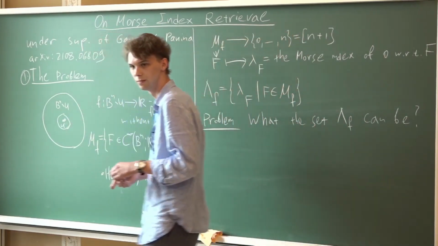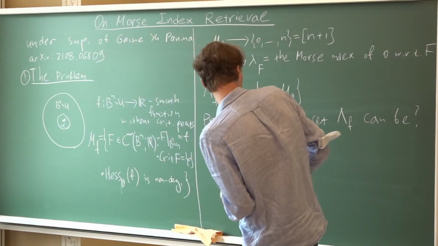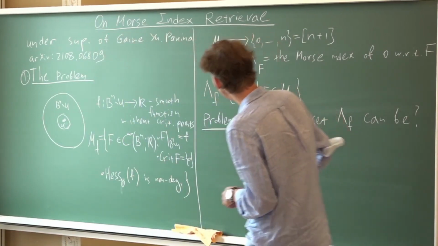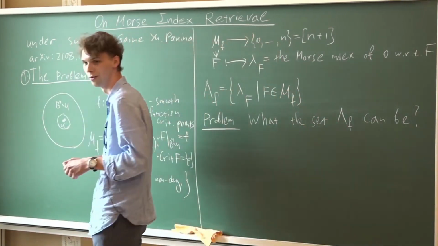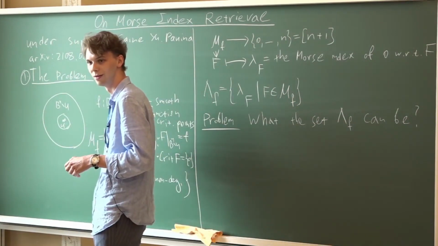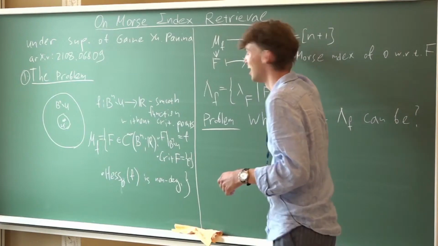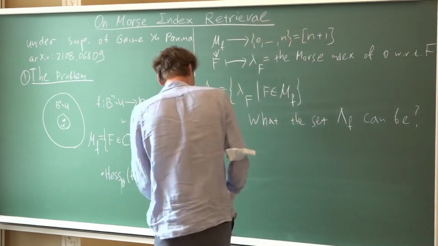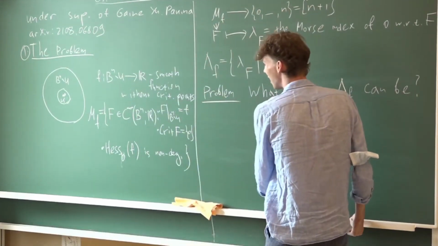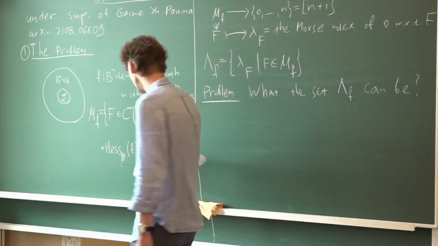What is n? n is the dimension of the ball. Can the index be larger than the dimension? No, it's from 0 to n, because it's the index of a non-degenerate critical point.